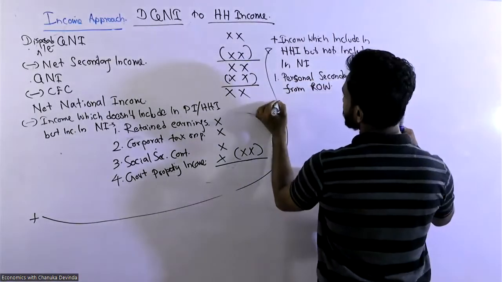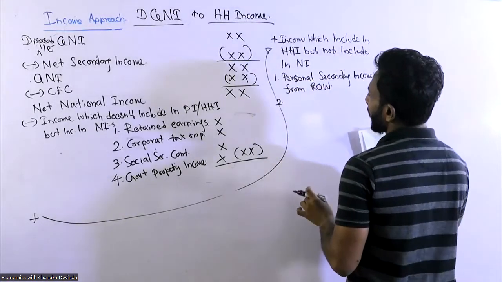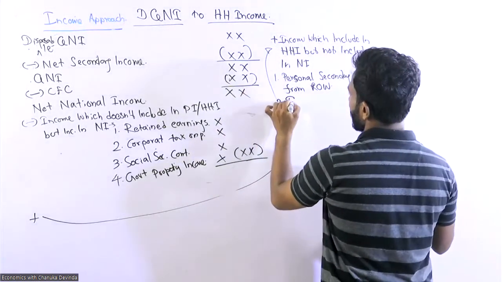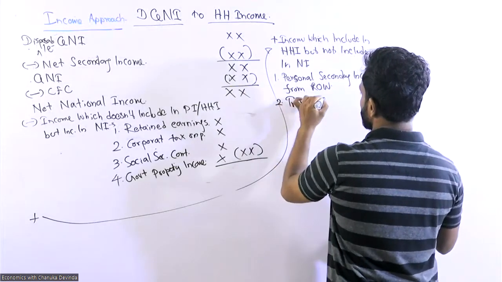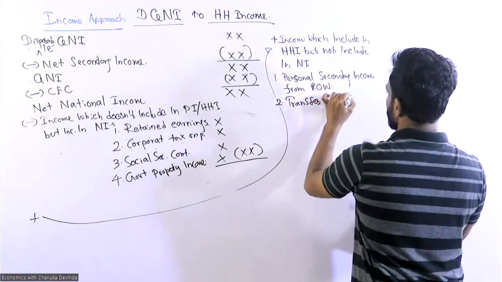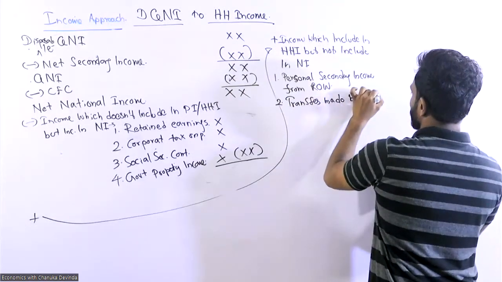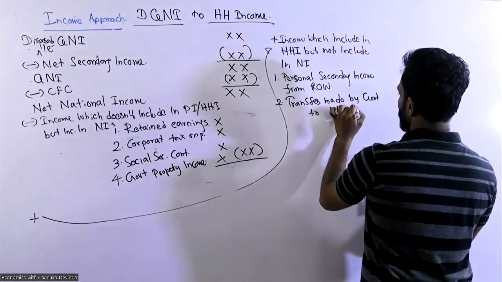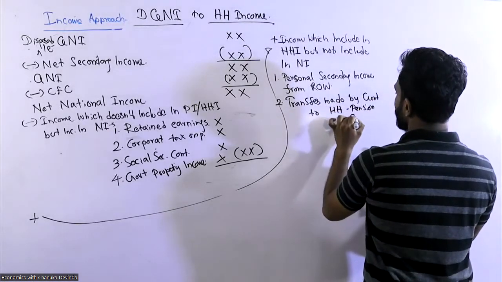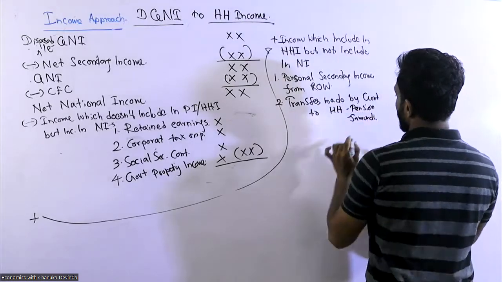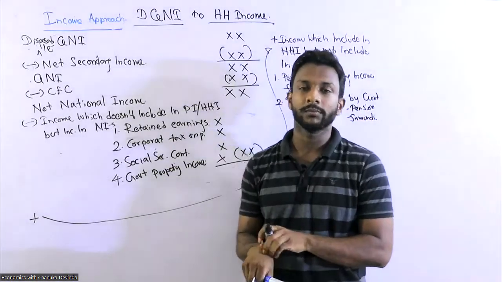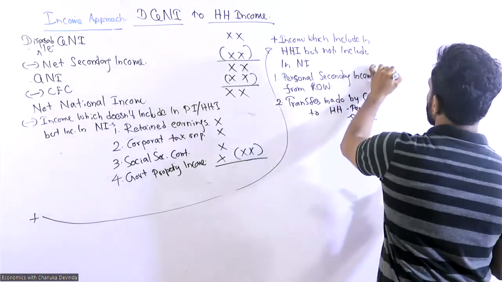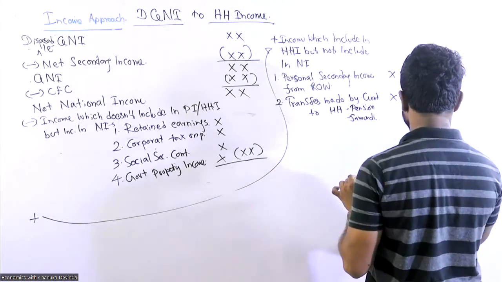What's the next one? Second one, you know, the transfers made by government to household. Transfers made by government to household, such as pension, samurdhi, and any transfers under special occasions due to some natural disaster, right? All the things here.